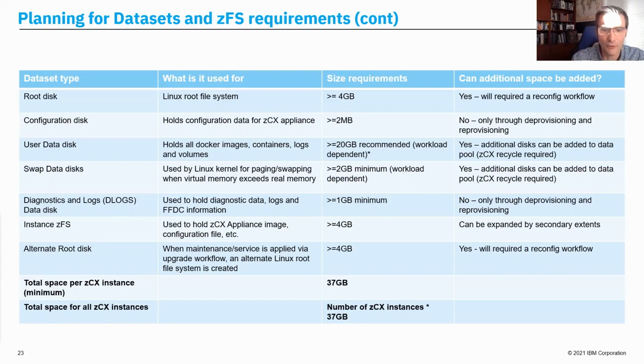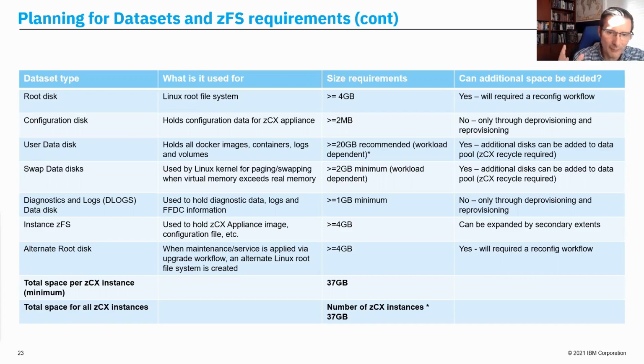And that smaller or larger swap data disk is going to depend on how much memory you need for your system. The other disks are going to be pretty much standard size for the most part. We recommend about 4 gigabytes for the root, the instance ZFS, and the alternate root.